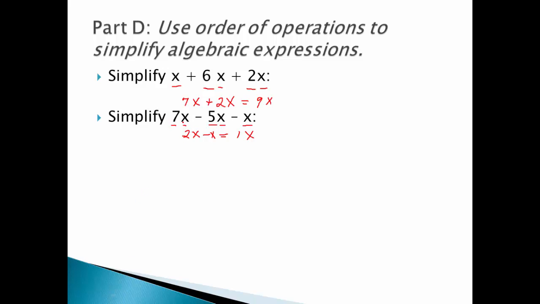Did you notice how I moved from left to right? Now we're going to simplify 9x minus 3x minus 2x. 9x minus 3x is 6x. Minus 2x equals 4x. Again, I moved from left to right.